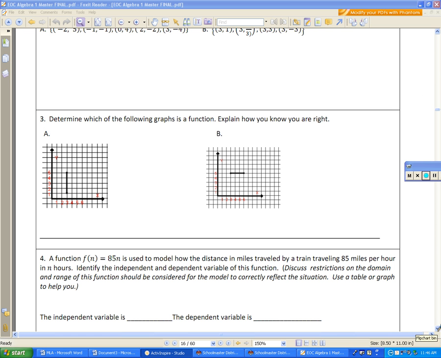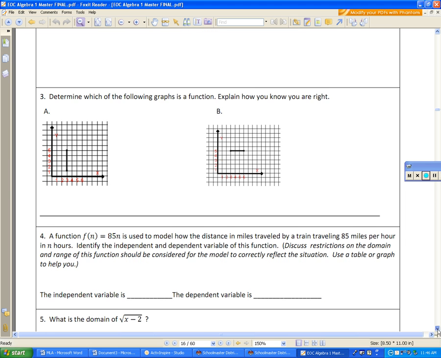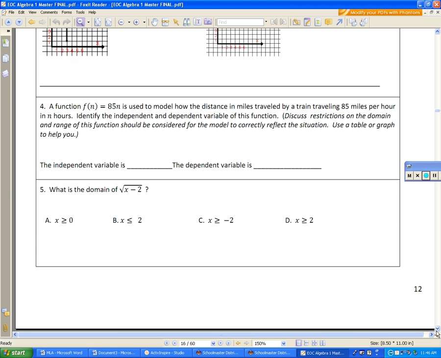Okay, you've got two variables. Distance and time. So the question is, does the time the train travels depend on how far it has gone, or does how far the train travels depend on how long it's been traveling? How long it's been traveling. So the dependent variable is distance, because the distance depends on the time.